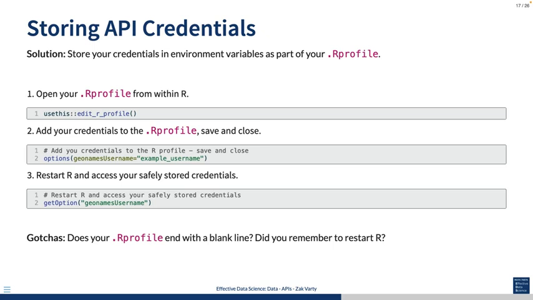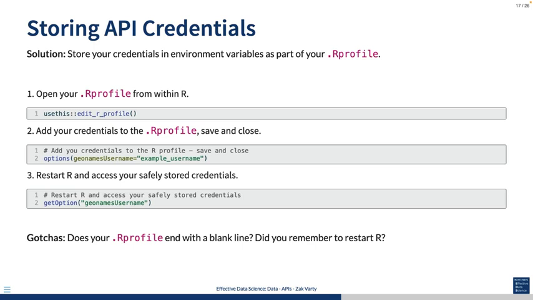The easiest way to access this file is to either open it or create it from scratch within an R session. You can do this using the edit R profile function from the usethis package. You can then add the previous line of code that we shouldn't put in our R script to our R profile instead. You can then save the changes to this file and restart R so that this file gets run, and your API credentials can then be accessed using the getOption function.